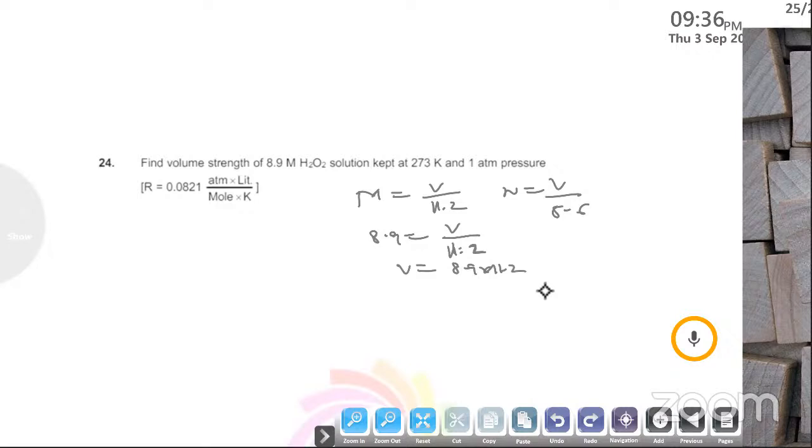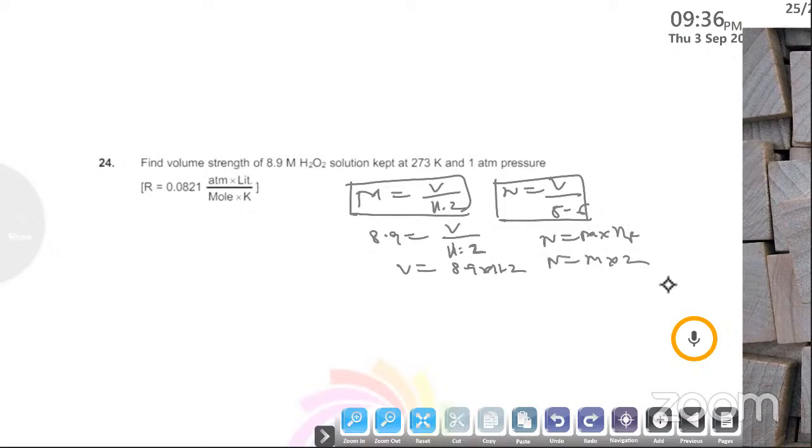Like this we can calculate the volume strength, so directly remember these formulas. Molarity is equal to V by 11.2, normality is equal to V by 5.6. In case of H2O2, the n factor is 2. Therefore normality is equal to molarity into n factor, that is 2. By putting your molarity value, you can calculate the normality. Normality is equal to V by 5.6. So these are straight formulas. Try to remember these two formulas, molarity and normality, to find the volume strength in case of H2O2.